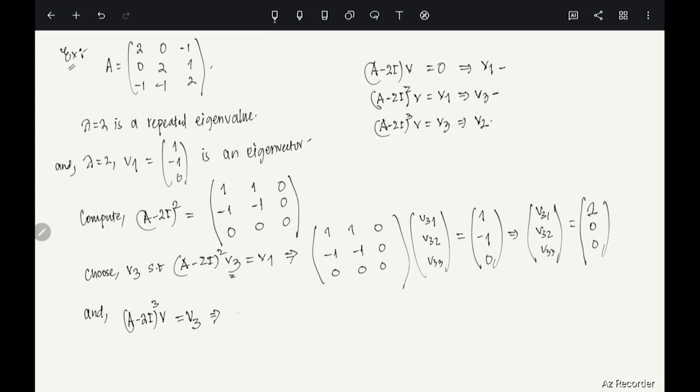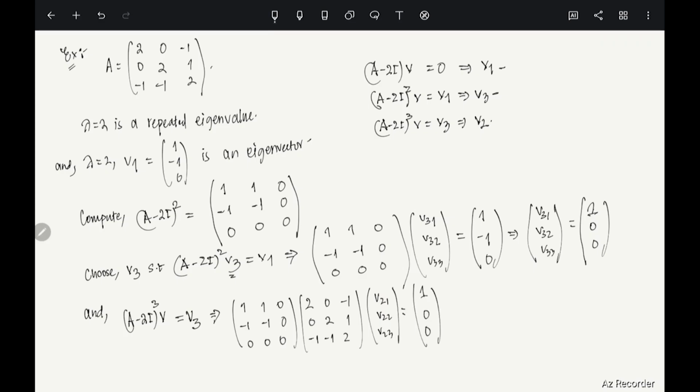Now, you see, this is nothing but the matrix 1 1 0, minus 1 minus 1 0, 0 0 0, times this matrix again, 2 0 minus 1, 0 2 1, minus 1 minus 1 2, times v. Let's just call this v2, written as v21, v22, v23, and the target is 1 0 0, that's the target of v3. Now if you calculate this, we are going to get v2 here.